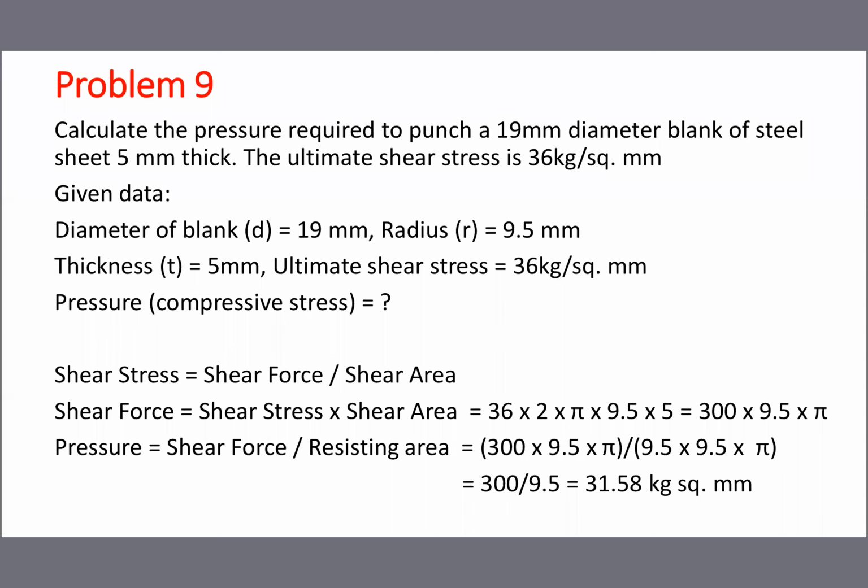The formula for the curved surface area of a cylinder or disc is 2 pi r h, or 2 pi r t here, t being the thickness of the plate. The shear area is only the outer portion. Cutting, shearing happens on the outer area, the peripheral area, the curved surface area of the coin or the blank. That is the 2 pi r t formula. So shear force is 36 into 2 pi r t. 2 pi r, already given 9.5, thickness 5. All are in mm. So straight away you will get 360 into 9.5 pi.